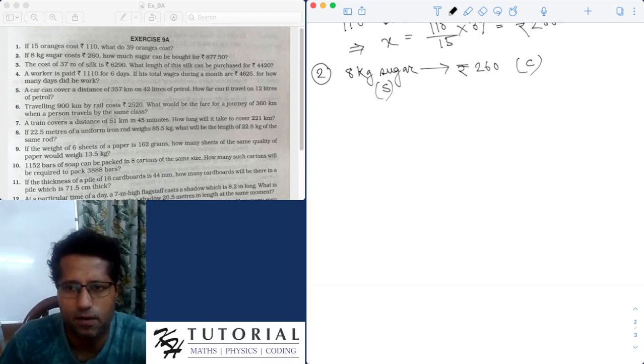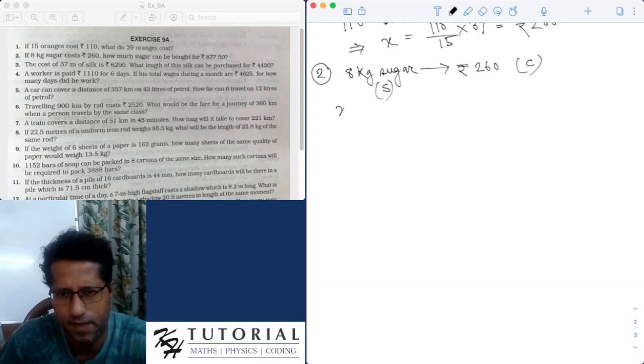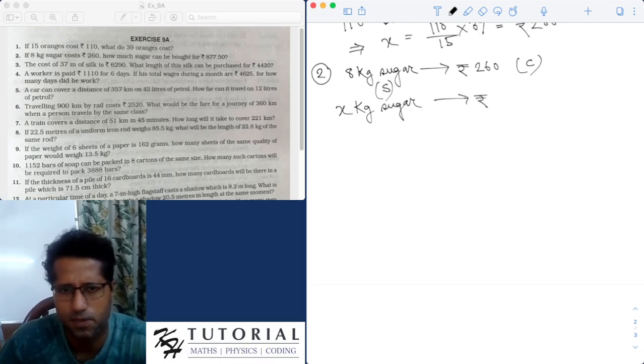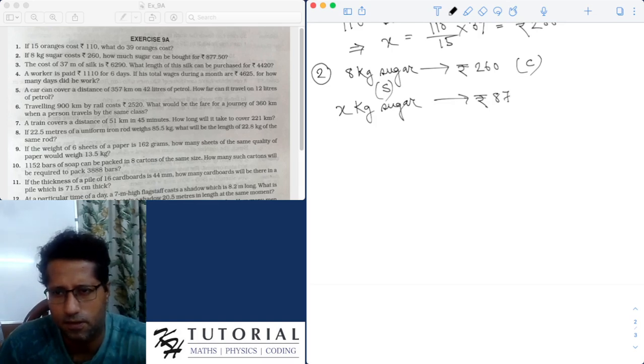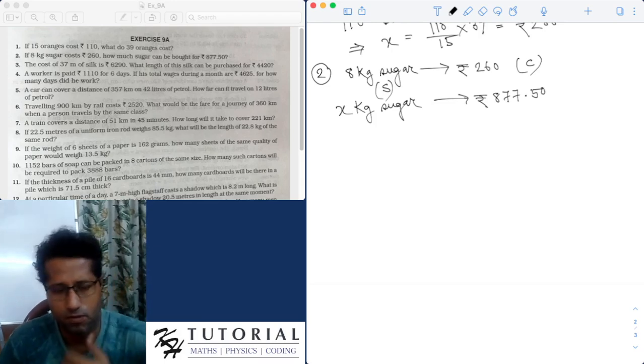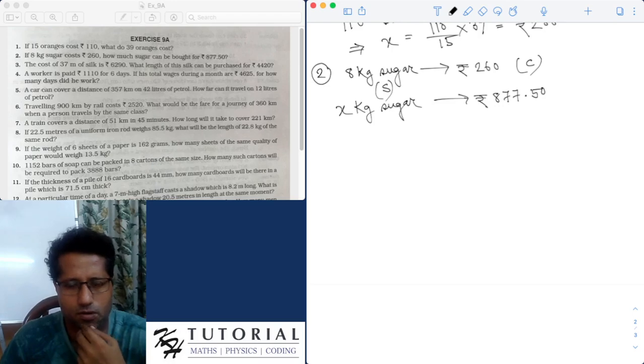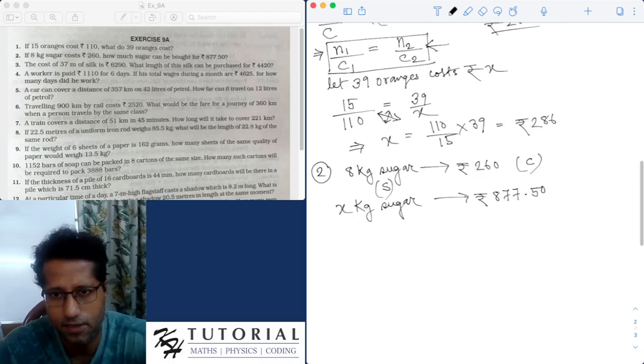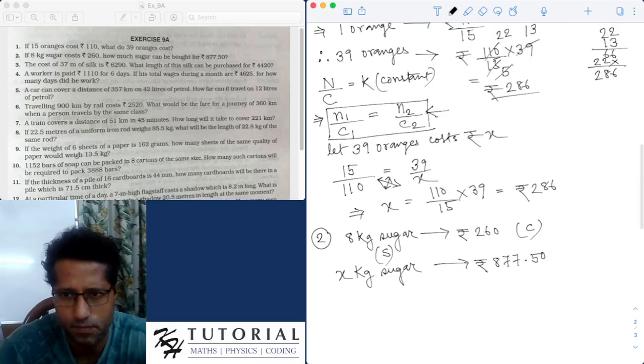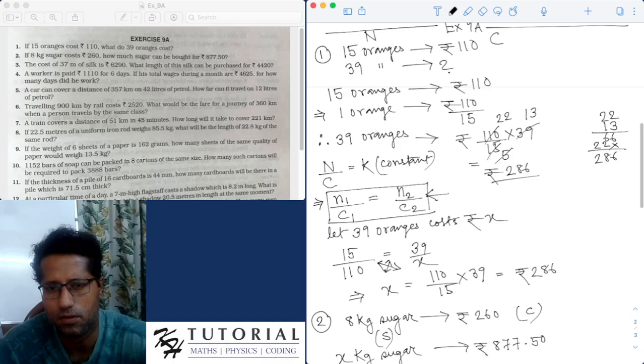Okay, so this fact is given, and it is asking how much sugar can be bought for rupees 877.50. So let's say X kg of sugar can be bought for rupees 877.50. Now for the rest of the problems, I will use the concept of direct variation, that is, N by C will be a constant. I will use the second method, not the unitary method.